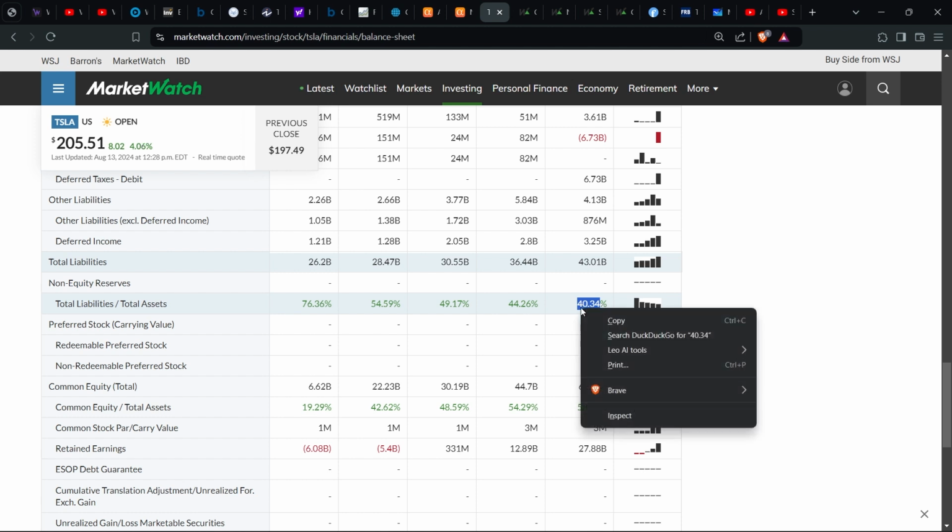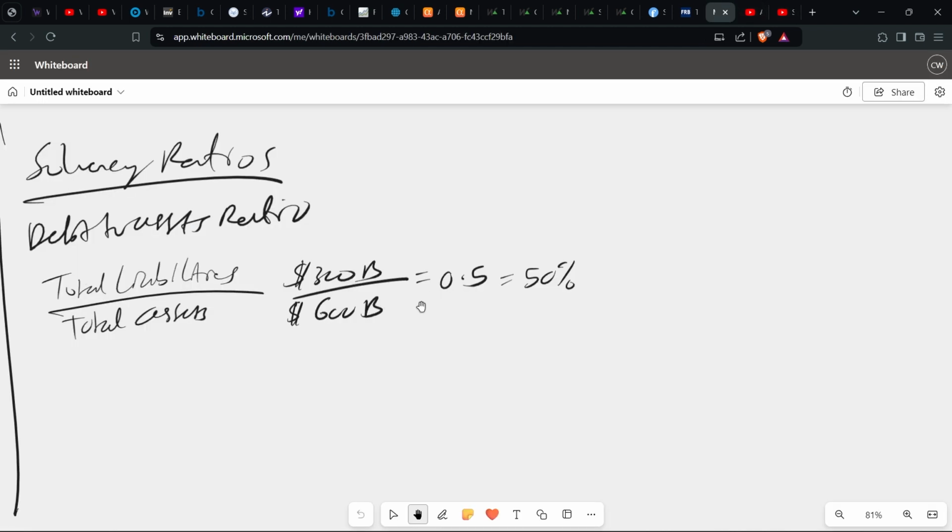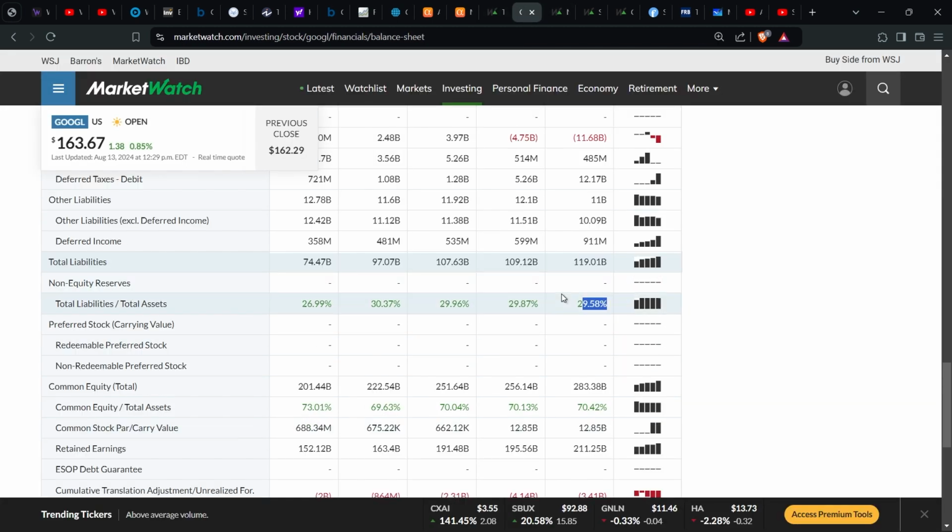Companies that are likely to go bankrupt, this number is going to be quite big. Like at this point here, they were struggling financially because almost all of their assets were being financed by liabilities. If this number is big, it's scary. A low number is good. You don't want too much of your assets being funded by liabilities. It's a red flag if it's high. A low number is good, like we saw here with Google.